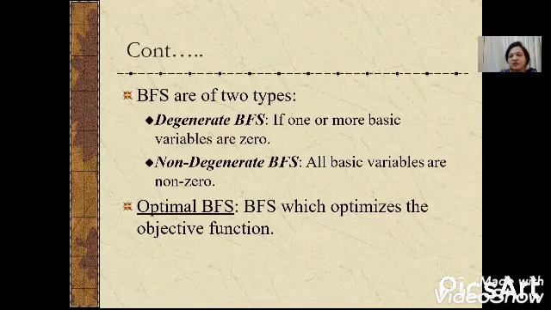Now basic feasible solutions are of two types: degenerate basic feasible solution and non-degenerate basic feasible solution. If one or more basic variables are 0, then we have a degenerate basic feasible solution. And if all basic variables are non-zero, then we have a non-degenerate basic feasible solution. And the basic feasible solution which also optimizes the objective function is called the optimal basic feasible solution. So these are some basic definitions.